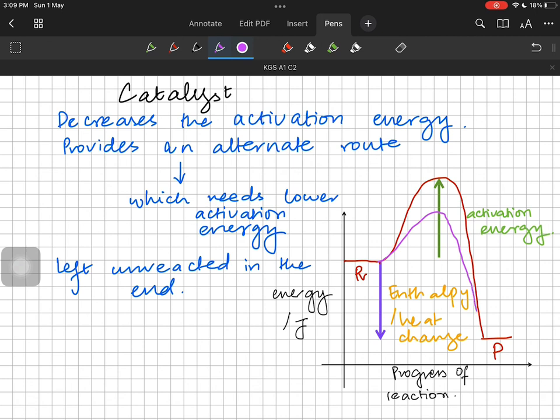If you had a catalyst, the activation energy would decrease and you would have a graph which looks like the purple one. The purple one has the same reactant and product, but this time you have less activation energy. So with less activation energy, you're going to get the reaction at a faster speed. You're going to get the products in lesser time. So these are the factors that affect rate of reaction.